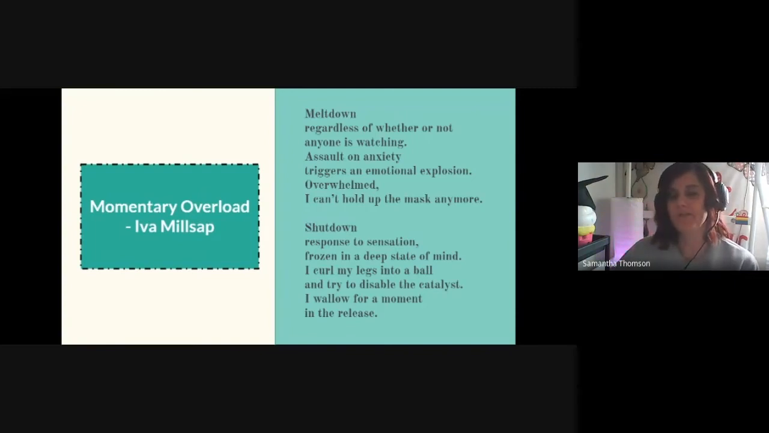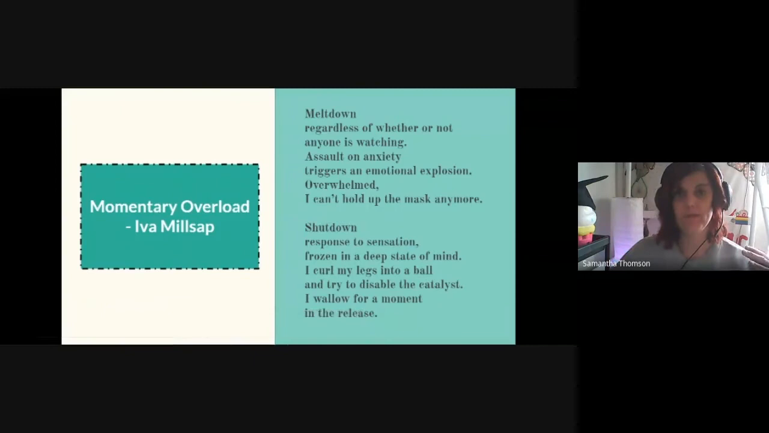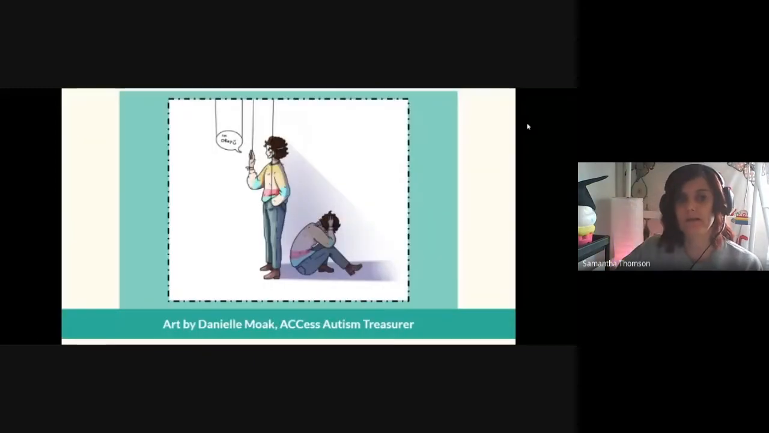With that being said, shutdowns and meltdowns, students with autism can hold in their shutdown and meltdown all day long and then go home and self-harm. So that's another thing that can happen because it's a release for them. So with that being said, I'm going to let Danielle describe her artwork. It's describing masking and shutdowns. Danielle, take it away.